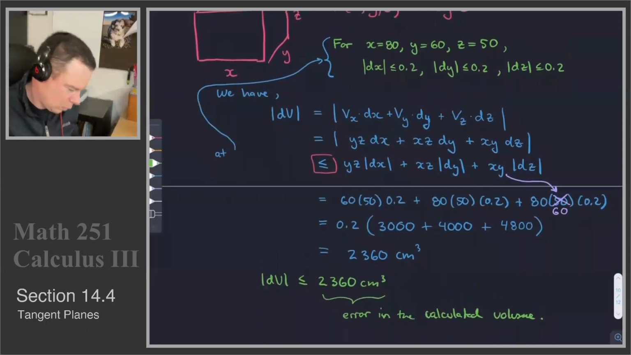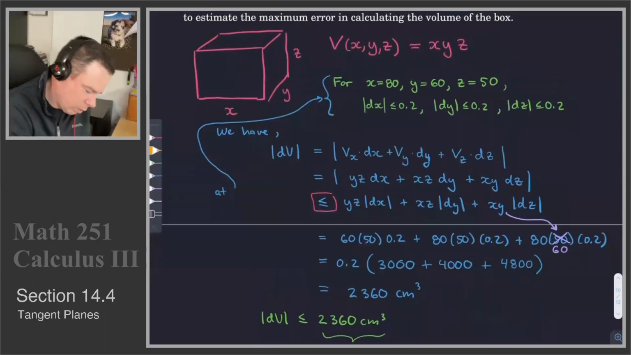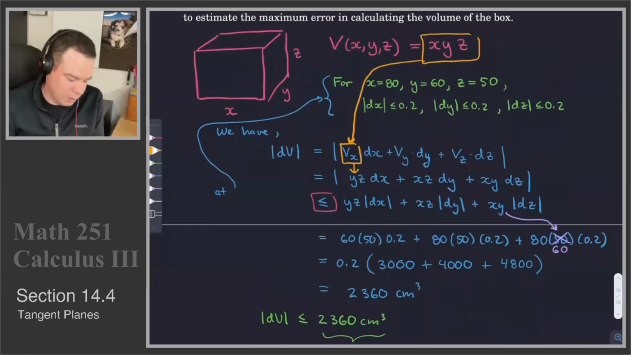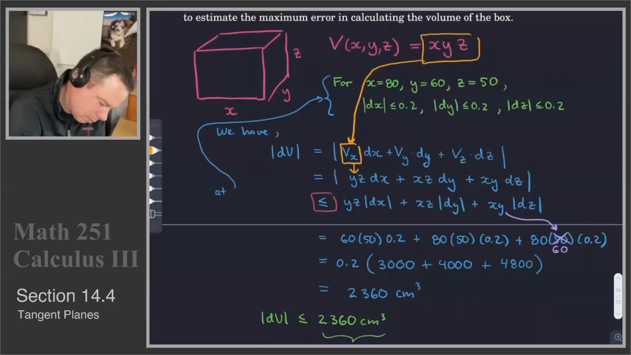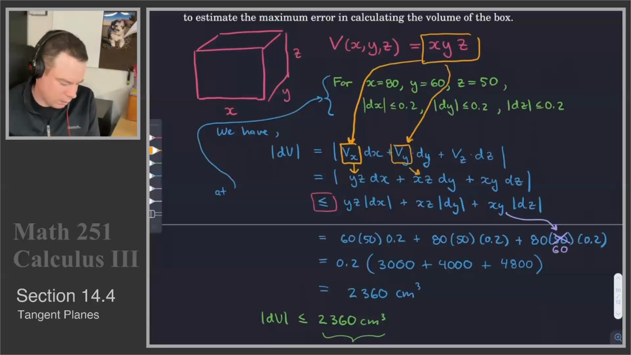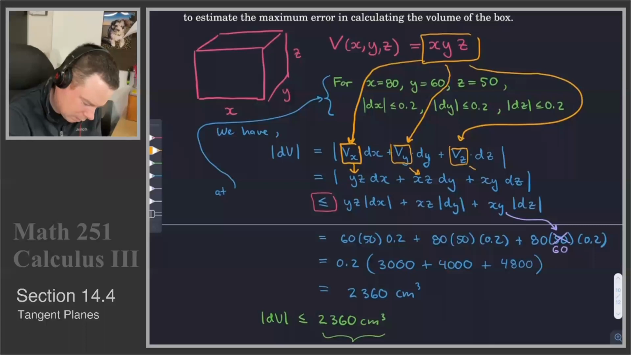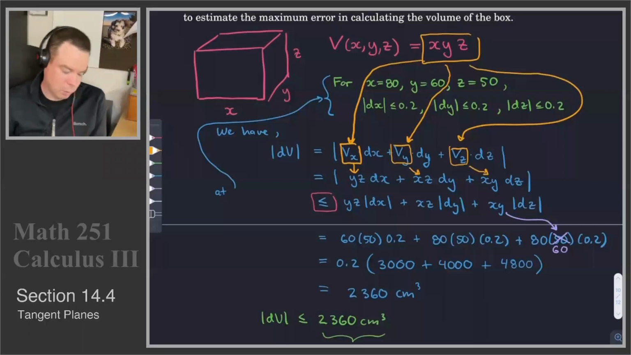Yep. So I'll just back up. The question was, so we've got our function v. I need to know what v sub x was. And I then took the derivative of xy times z with respect to x. So that gave me a yz. And similarly for the other ones, we needed to know what v sub y was. And so that was our derivative of xyz with respect to y, which was just xz. And lastly, the derivative with respect to z was that quantity there, x times y. Yeah, thanks for that question.